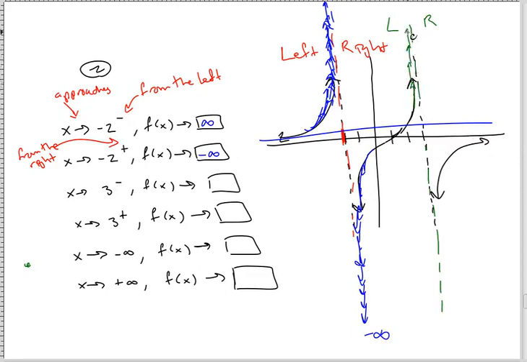Where are we going? Positive infinity. And I want to be on the right side of the fence. So I'm on this fence, I'm on the right side over here. Follow the line. Keep going. And we're going down to negative infinity.